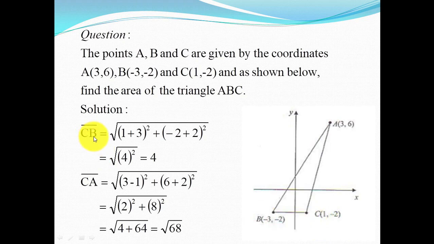For BC, the x component of B minus the x component of C, whole squared, plus the y component difference, minus 2 plus 2, whole squared, will be equal to 4. Now CA, this is C and this is A. Now 3 minus 1, whole squared, plus 6 minus 6 plus 2, whole squared, this will be equal to the square root of 48.